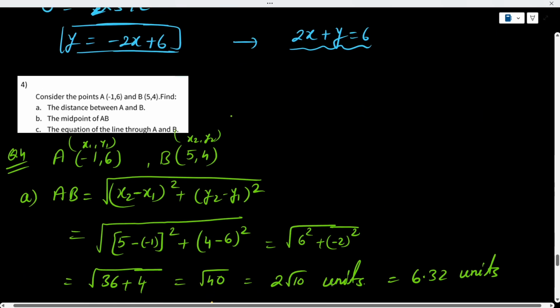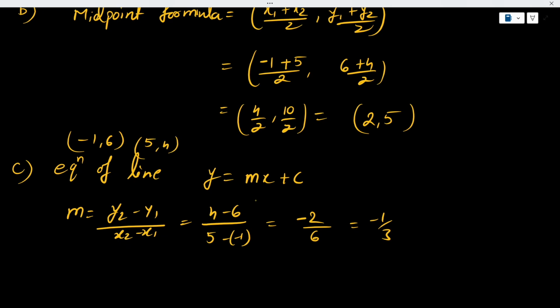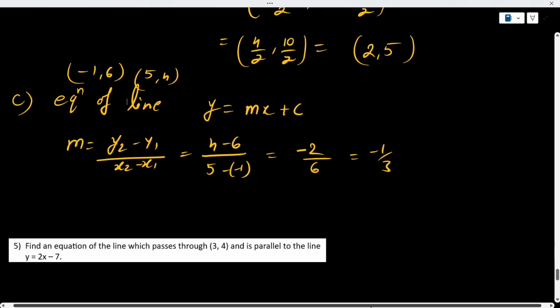And what is the other coordinate here? 5 comma 4. Okay, make sure you are substituting the correct value. So 4 minus 6 and 5 minus 1, it is going to be 2 minus 2 by, it's a negative gradient. And how are you going to get the equation of the line?